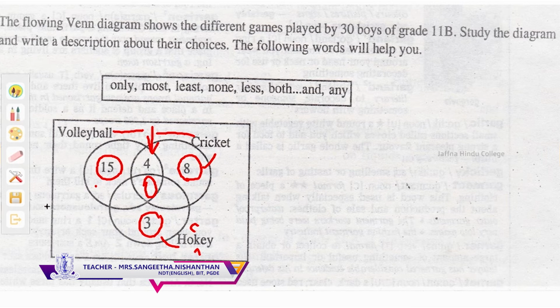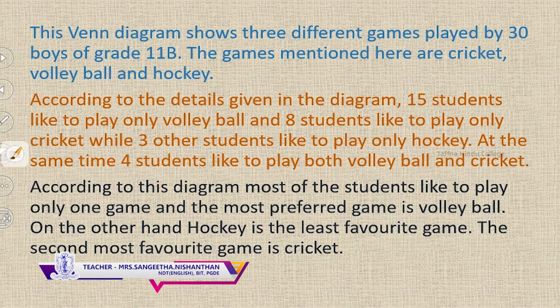Now, let's look how they describe it. First paragraph is the introduction. This Venn diagram shows 3 different games played by 30 boys of grade 11B. This can be extracted from the title, from the instruction they have given. We have to change some similar words. Don't copy the same words here. The games mentioned here are cricket, volleyball and hockey. Only 3 games are mentioned. Most of the Venn diagrams are with 2 or 3 categories. So the first paragraph will be much smaller than for the pie chart or the bar chart here.